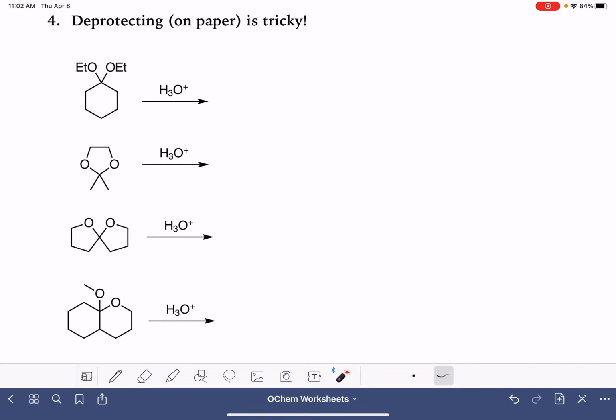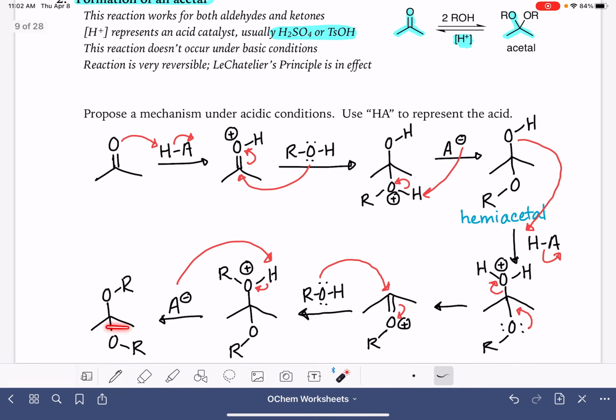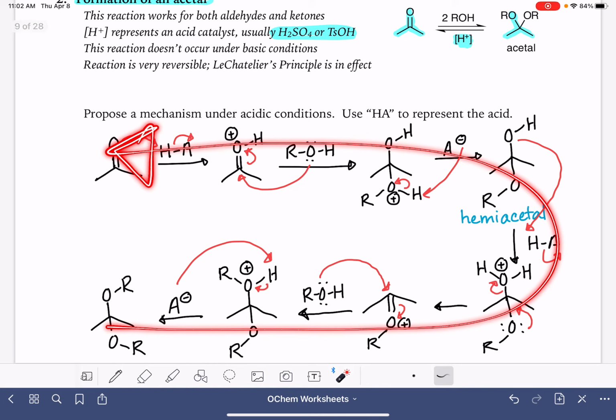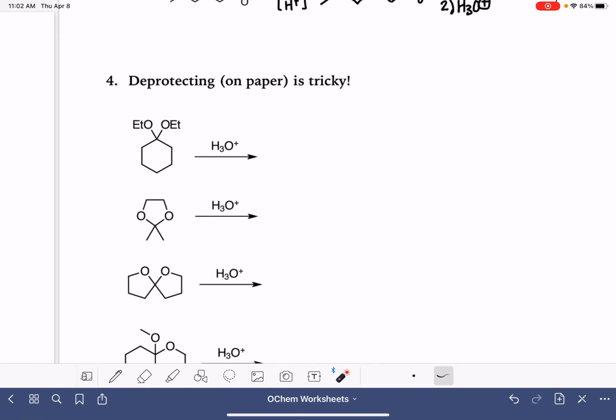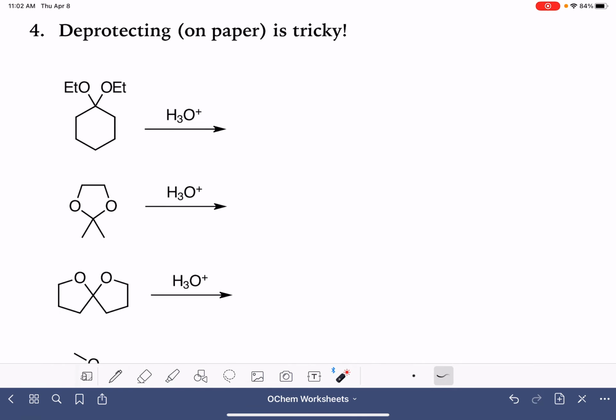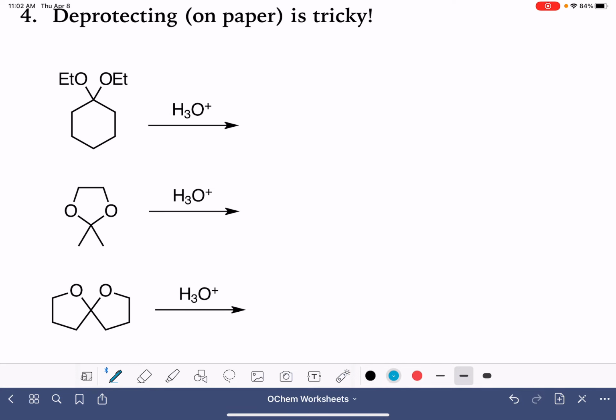Now, you could solve this type of problem by going back to the mechanism for the formation of the acetal and just working your way backwards through the mechanism. That's actually pretty tedious and pretty easy to make a mistake because it's hard to follow those mechanisms in reverse. So as a shortcut to help you solve this type of problem, I want you to find the two oxygen atoms of the acetal, and I also want you to find the carbon atom that connects them. That's where all of the chemistry is going to take place in this reaction.